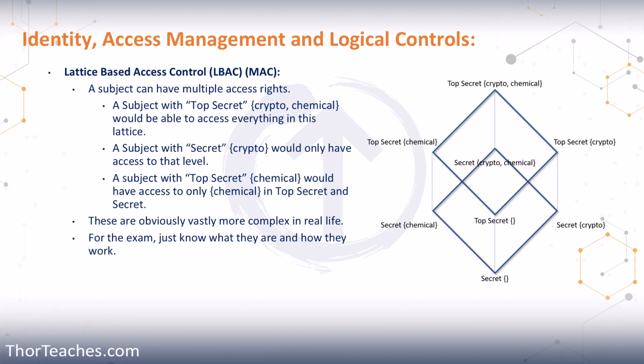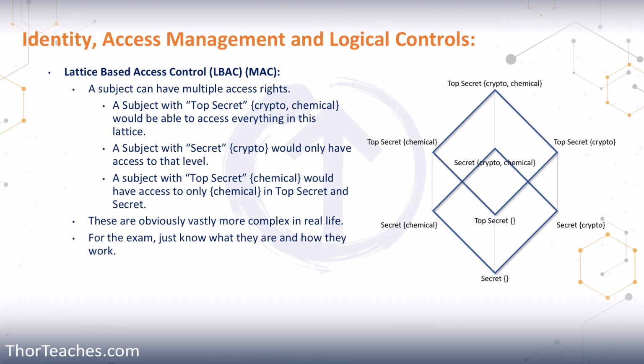Which then brings us to lattice-based access control, or LBAC. This is also mandatory access control. When we cover clearance later, we will look at how you don't just have top secret clearance, you have top secret, nuclear submarine, something something. If you look on the graphics over here on the right, you can see why it is called lattice-based access control, because it kind of looks like a lattice that you would have in a garden or in a fence where the plants are growing up it, and these in reality are much, much more complex. There can be thousands of different options in that lattice. But for the exam, just know what they are, that it kind of looks like it does over here on the right, and that it is mandatory access control.